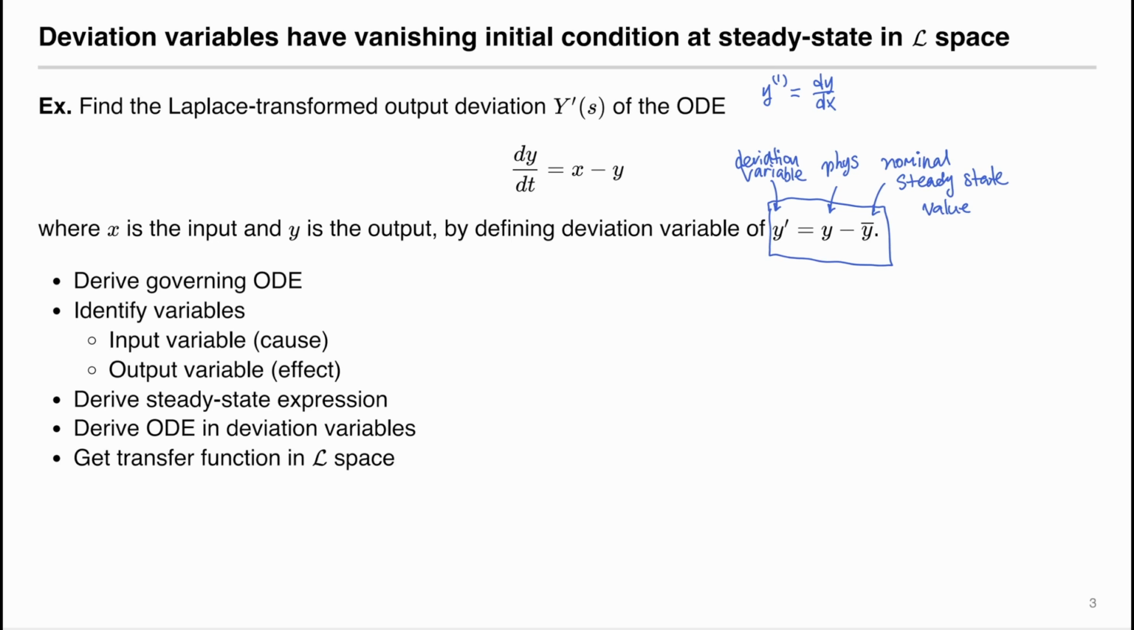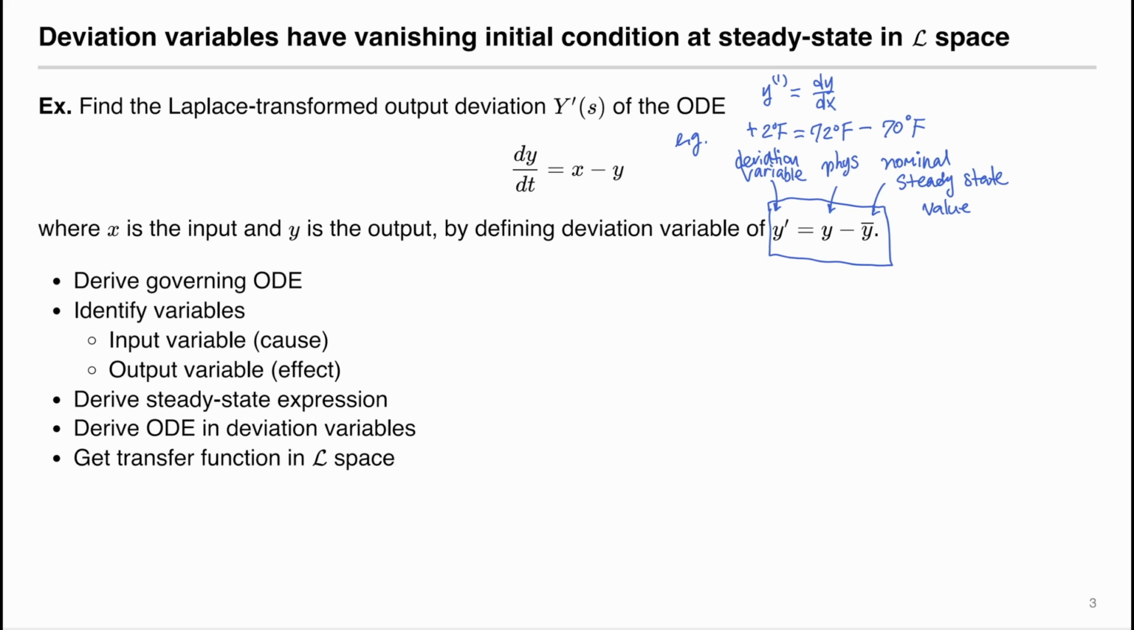For example, if I have a heater and want it to be at a nominal steady state of 70 degrees Fahrenheit, and currently the physical temperature in the room is 72 degrees Fahrenheit, then the deviation is 72 minus 70, which is plus 2.